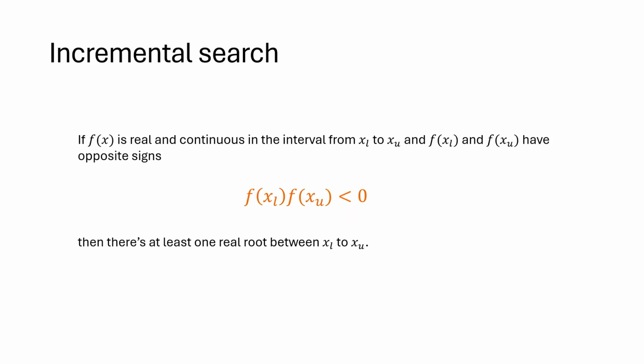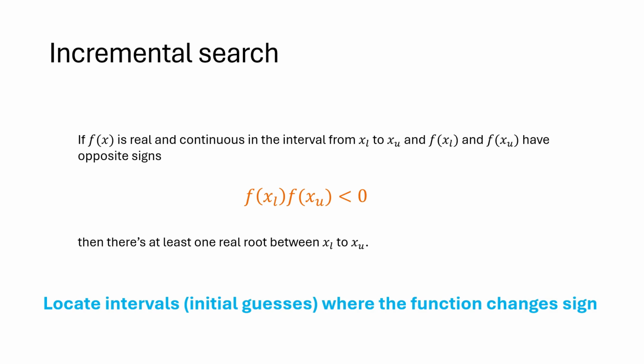In general, if a function f of x is real and continuous in the interval from xl to xu and the corresponding function values have opposite signs such that their product is less than 0, then there is at least one real root present in this interval. Incremental search uses this observation to locate intervals where the function changes its sign. Then, from these intervals, we can provide effective initial guesses to find roots.